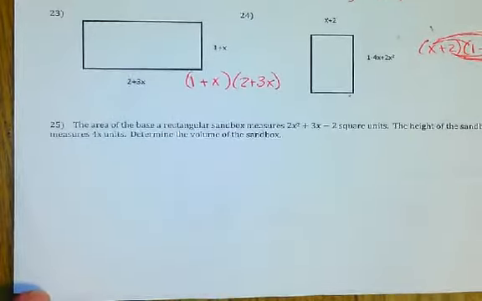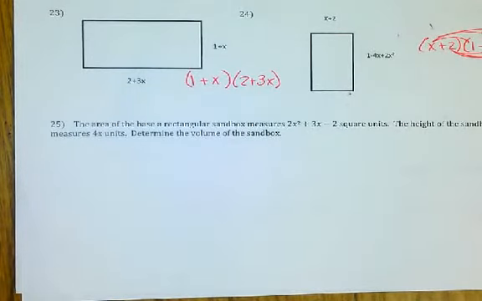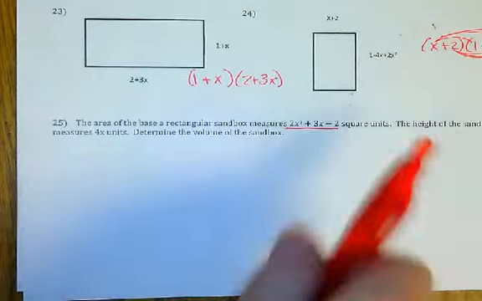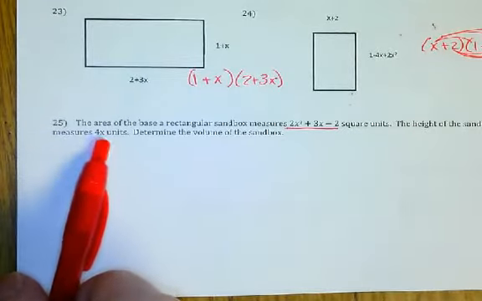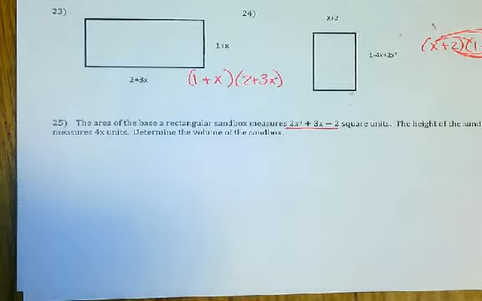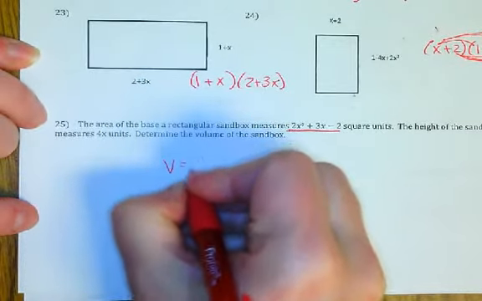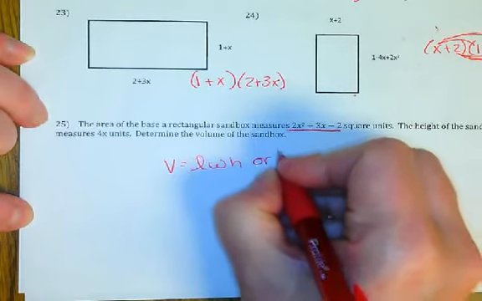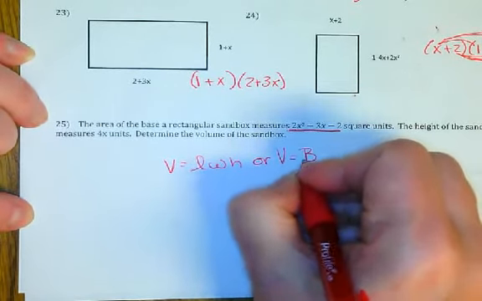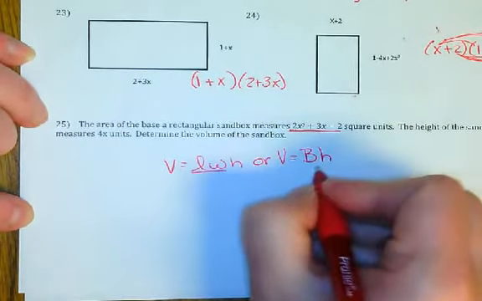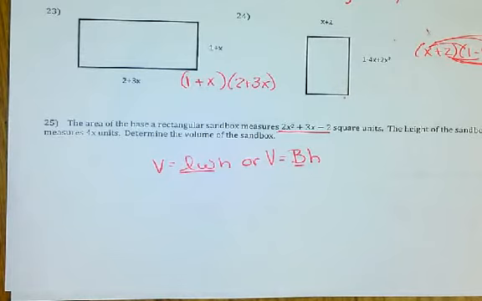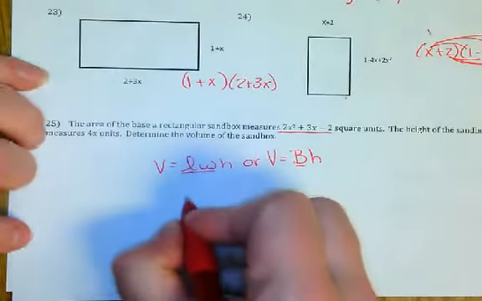All right, this one here, they're telling me the area of the base of a rectangular sandbox measures 2x squared plus 3x minus 2. The height of the sandbox measures 4x units. Determine the volume. Well, volume is length times width times height, or volume can equal the area of the base times the height. That L and that W represents that area. So I really just need to take that 2x squared plus 3x minus 2 and multiply it by 4x.